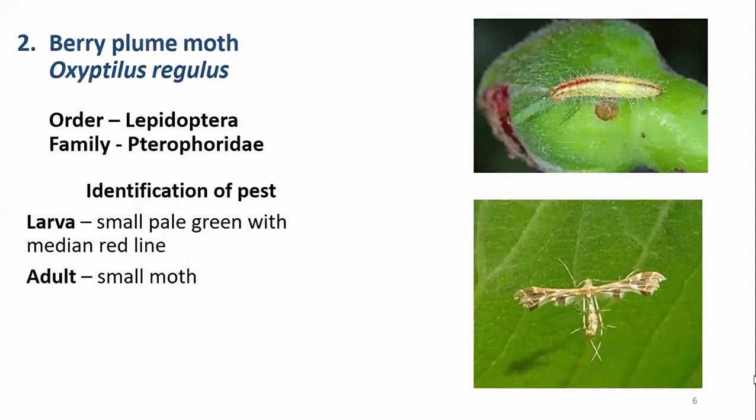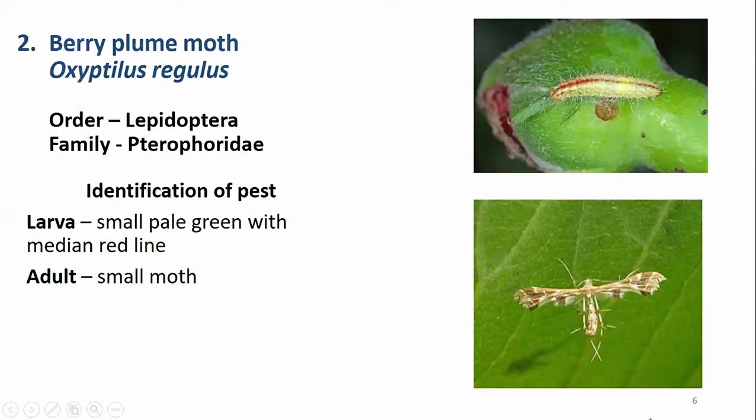The second pest is the berry bloom moth, Oxyptilus regulus, order Lepidoptera, family Pterophoridae. Here you can see the identification of the pest. The larva is small, pale green with a medium red line on the surface.